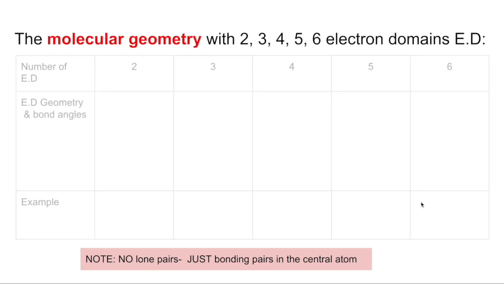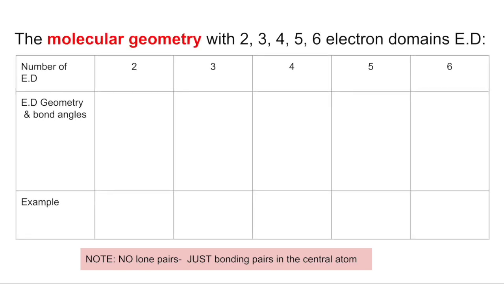Okay, so I'm going to go through what these shapes should look like. So the molecular geometry with 2, 3, 4, 5 and 6 electron domains. This is when all the electron domains are in bonds. They're not lone pairs. So if you have 2 electron domains, you get a linear shape with an angle of 180 degrees. The bond angle is between the bonds. So you notice that it's linear, it's straight, and it's 180 degrees.